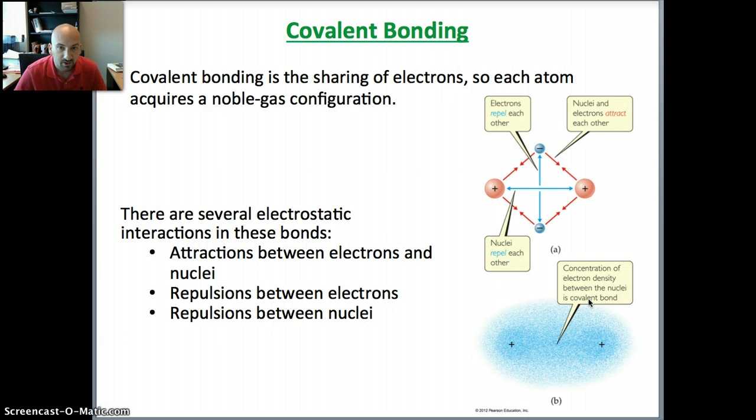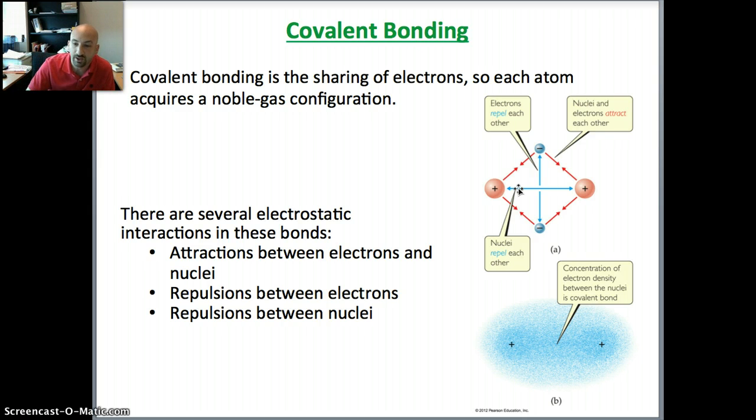The second type of chemical bond that we can talk about now is covalent bonding. That is sharing of electrons. In a covalent bond, there are attractions between the electrons and the nuclei. You have your electrons, you have your nuclei, and there is an attraction between those two. But there's also a repulsion between the electrons themselves, so these two electrons are repelling one another, as well as the nuclei. These two nuclei are pushing away.